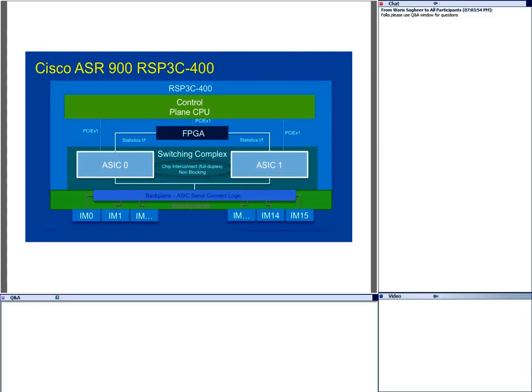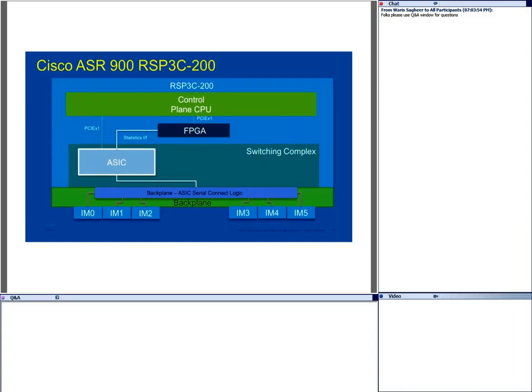Okay, so talking about the internal architecture, on the 400 gig, we have 2 ASICs. So you can see ASIC 0 and ASIC 1 and how the IMs connect to it, right? I just wanted to put it across so that you get an idea. And on the RSP3C 200, we have only one switching ASIC. The switching ASIC is capable of 200 gigabits per second. So that's the only difference in terms of the hardware.